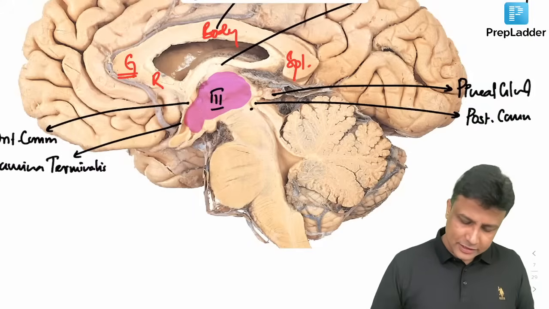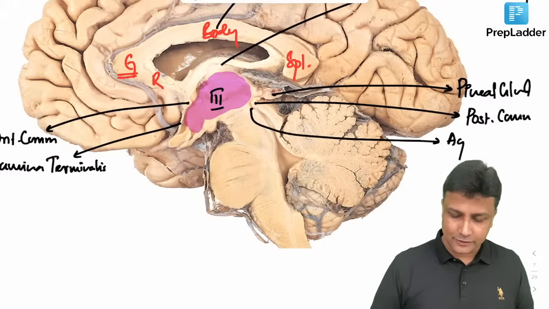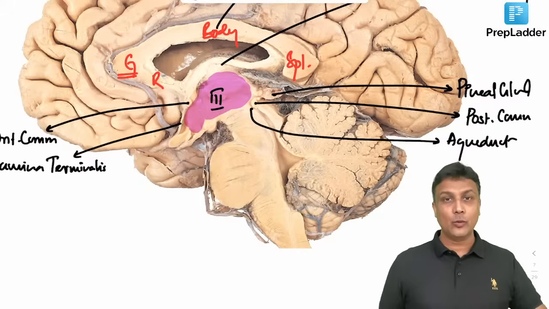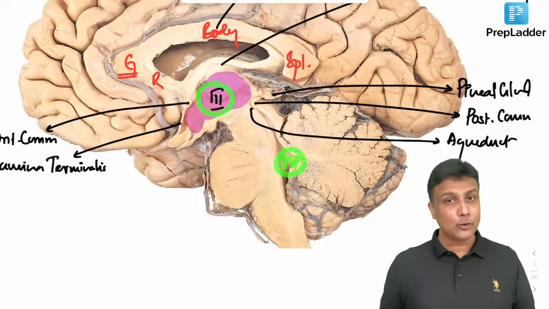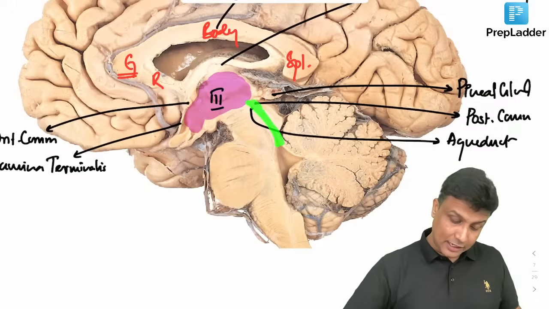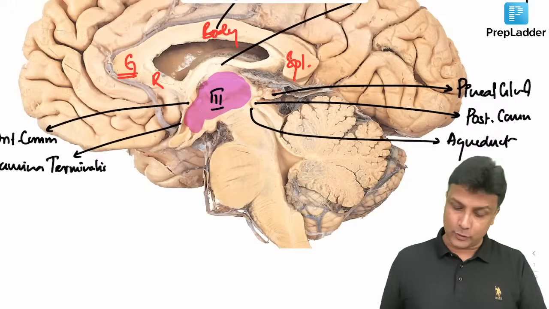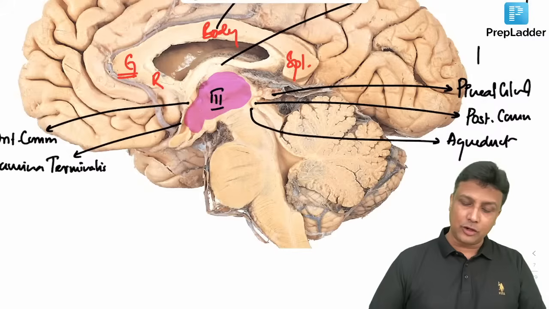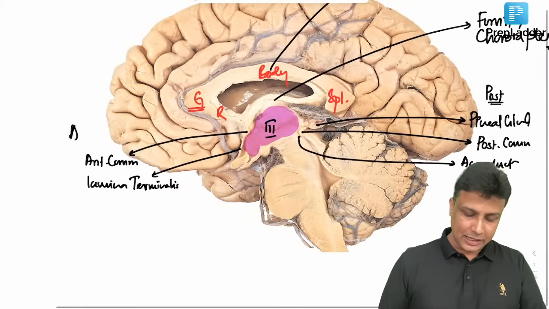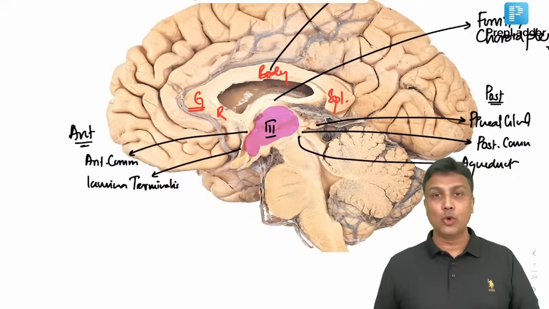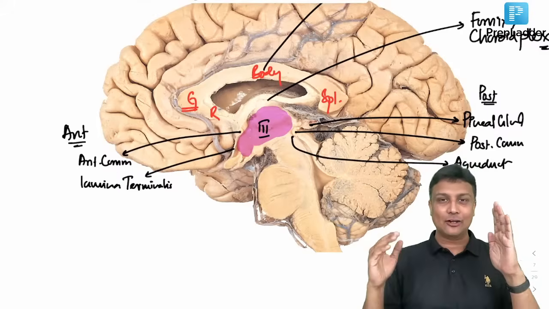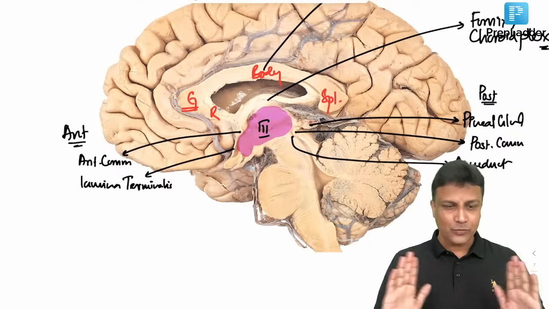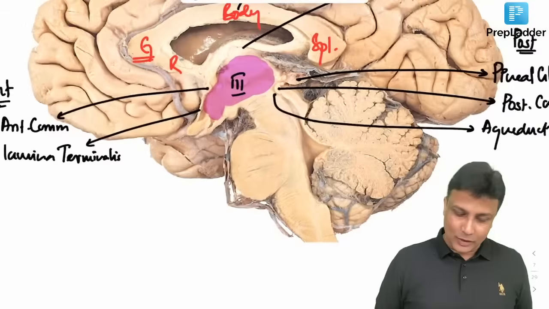No doubt about it, this duct here will be the aqueduct of Sylvius, which is going to connect the third ventricle with the fourth ventricle. If this is the third ventricle, here you'll have the fourth ventricle. So the third and fourth ventricles are connected by this duct, and that duct is the aqueduct. All these structures form the posterior wall of the third ventricle, and these structures here form the anterior wall. The diagram is so clear. We are done with the roof, the anterior wall, and the posterior wall. And now, welcome to the floor.